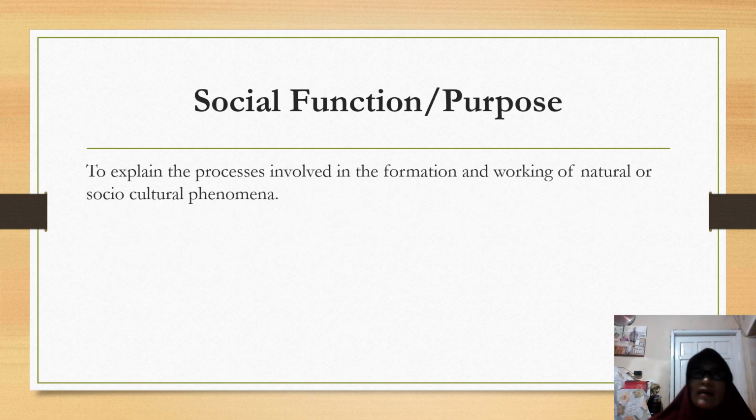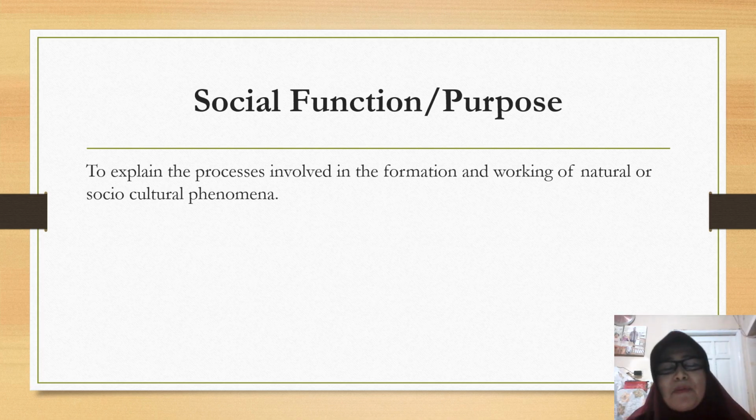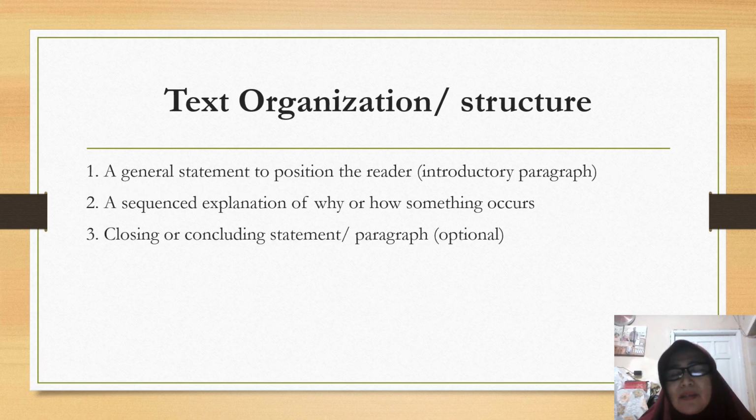The social function or the purpose of the text is to explain the processes involved in the formation and working of natural and socio-cultural phenomena. So the keyword is to explain the process involved. And then the text organizations or the generic structures of the text are, first, a general statement to position the reader, or introductory paragraph.